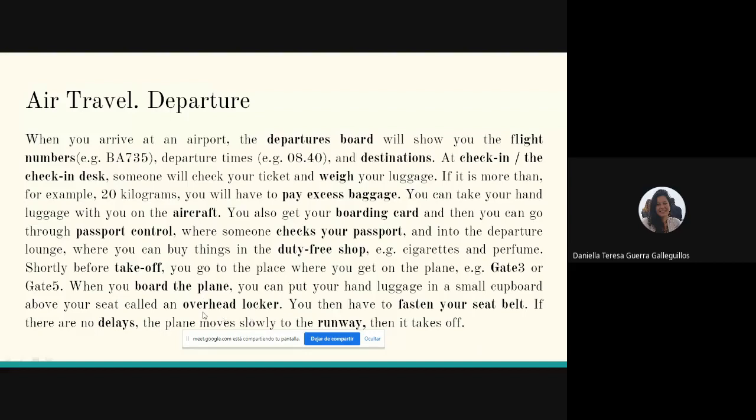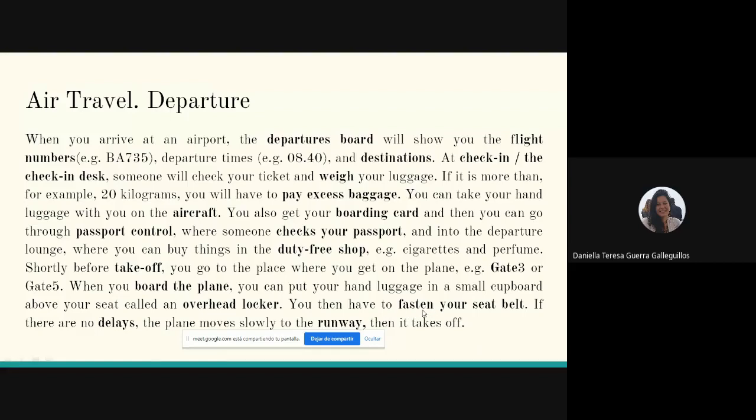Overhead locker. Overhead. Over your head. Está sobre tu cabeza. Arribita, un locker que es para poner tu hand luggage. Hand luggage es equipaje de mano. When you enter, you get on the plane, you have your hand luggage with you. And where do you put it? You put it on the overhead locker.